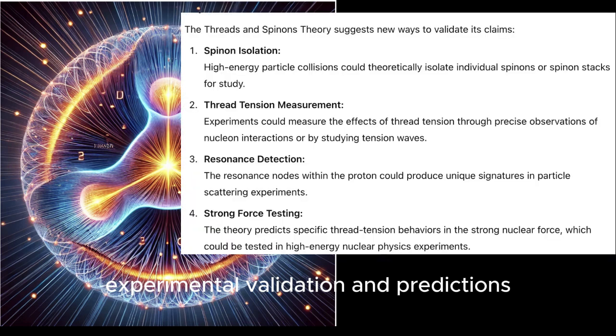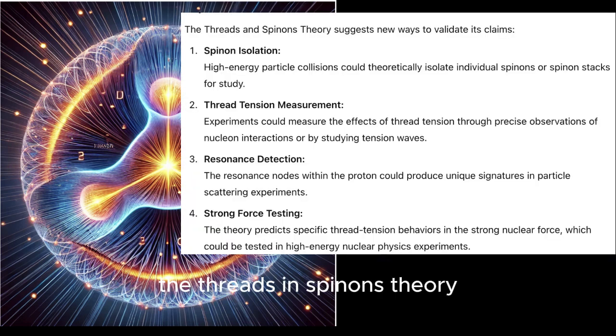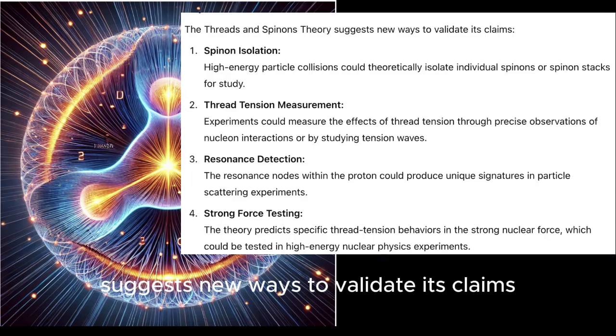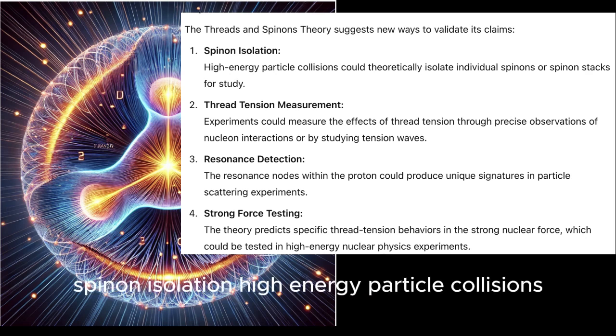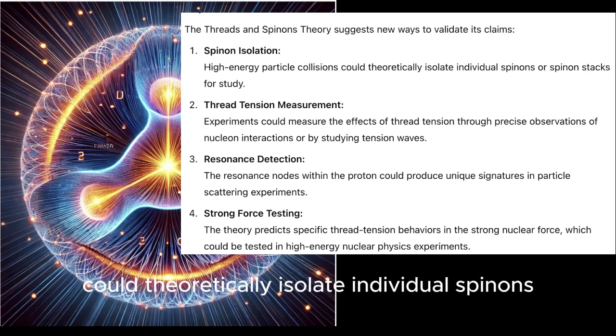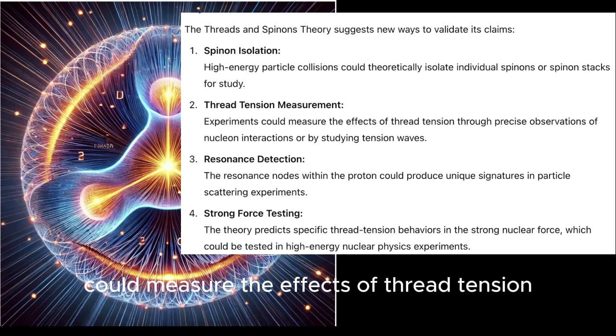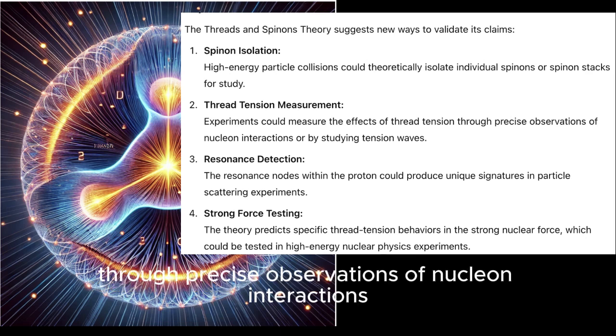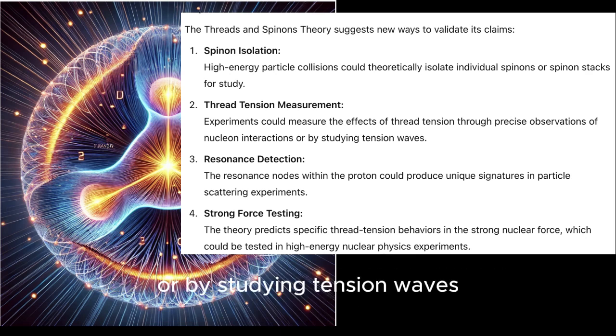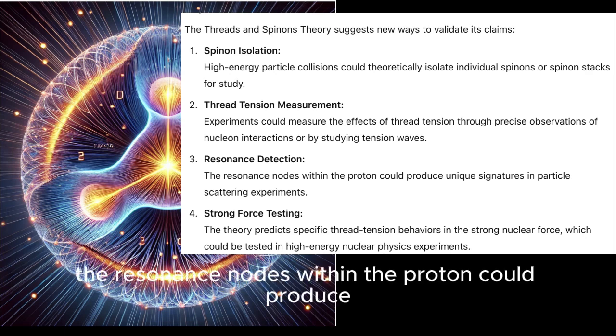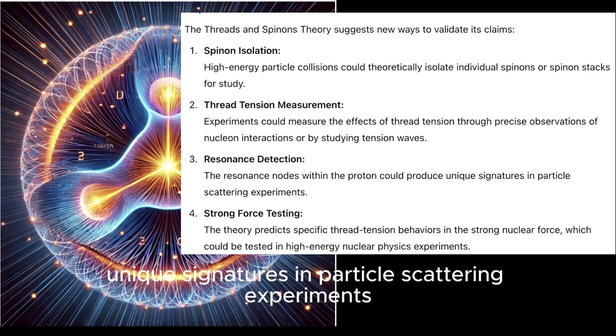Experimental validation and predictions. The Threads and Spinons theory suggests new ways to validate its claims. Spinon isolation. High-energy particle collisions could theoretically isolate individual spinons or spinon stacks for study. Thread tension measurement. Experiments could measure the effects of thread tension through precise observations of nucleon interactions or by studying tension waves. Resonance detection. The resonance nodes within the proton could produce unique signatures in particle scattering experiments.